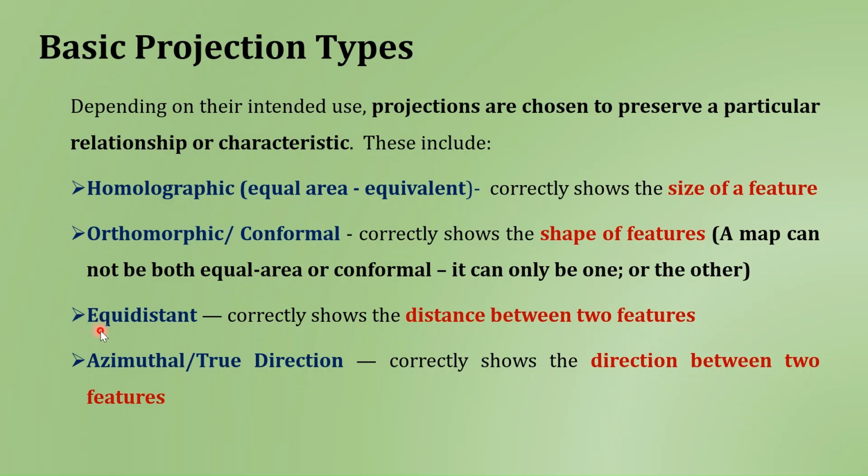The next category is the equidistant projection, which correctly shows the distance between two features. And then fourth is the azimuthal or the true direction projection, which correctly shows the direction between the two features. We will see these projection types in detail one by one.